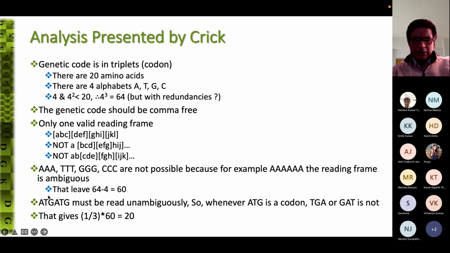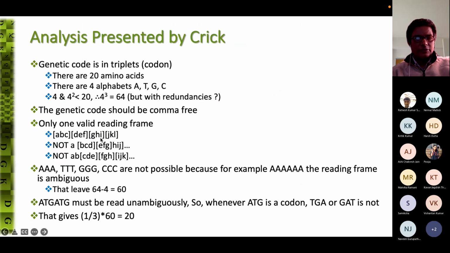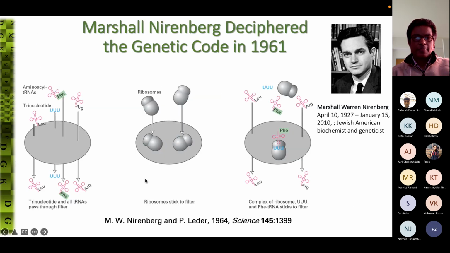Then the other thing was that if you leave these 4 out from the 64, then you get 60. So that should be the main codon, but that was also not quite correct, because he gives another example that divided by 3, that should be 20 amino acids. So although you come to the right result, the logic that was followed was not quite correct. And we see how that was happening.